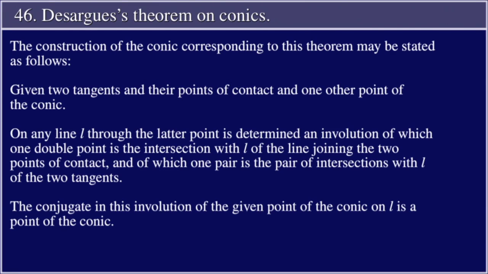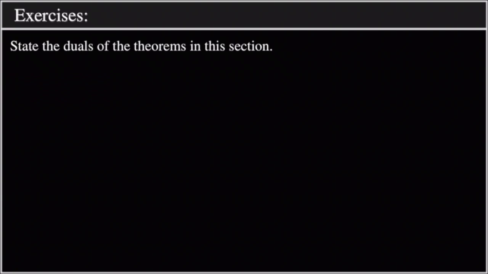The construction of the conic corresponding to this theorem may be stated as follows. Given two tangents and their points of contact, and one other point of the conic, on any line L through the latter point is determined an involution of which one double point is the intersection with L of the line joining the 2 points of contact, and of which one pair is the pair of intersections with L of the 2 tangents. The conjugate in this involution of the given point of the conic on L is a point of the conic. Exercise. State the duals of the theorems in this section.